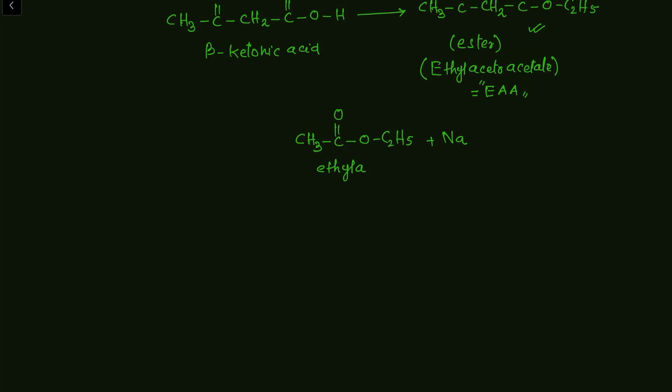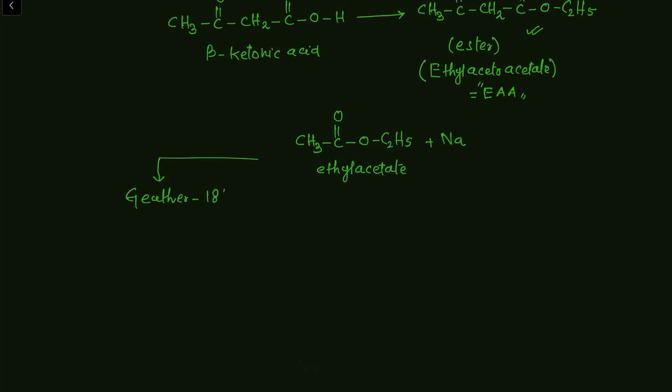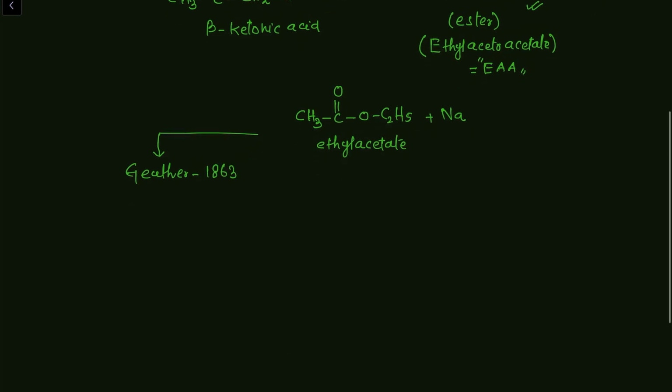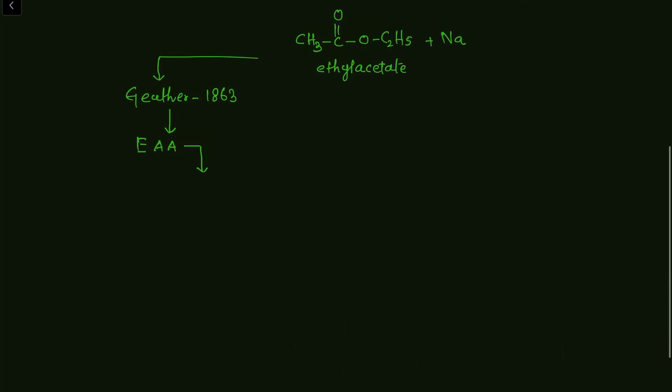So this compound is what? Ethyl acetate. The first work was done by the first scientist, whose name was Geuther. Geuther synthesized the ethyl acetoacetate in 1863 by the action of sodium on ethyl acetate. So he prepared the compound ethyl acetoacetate, and after the preparation of the compound he proposed a molecular formula, or you can say a structure formula for the ethyl acetoacetate.